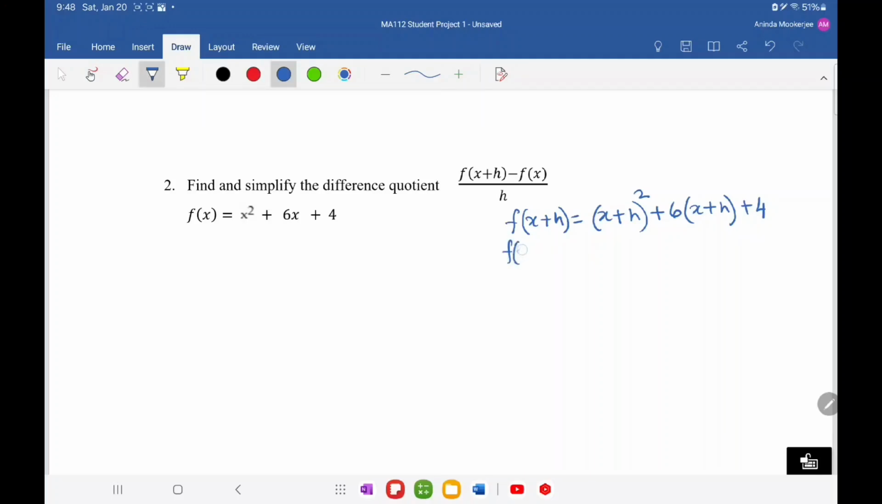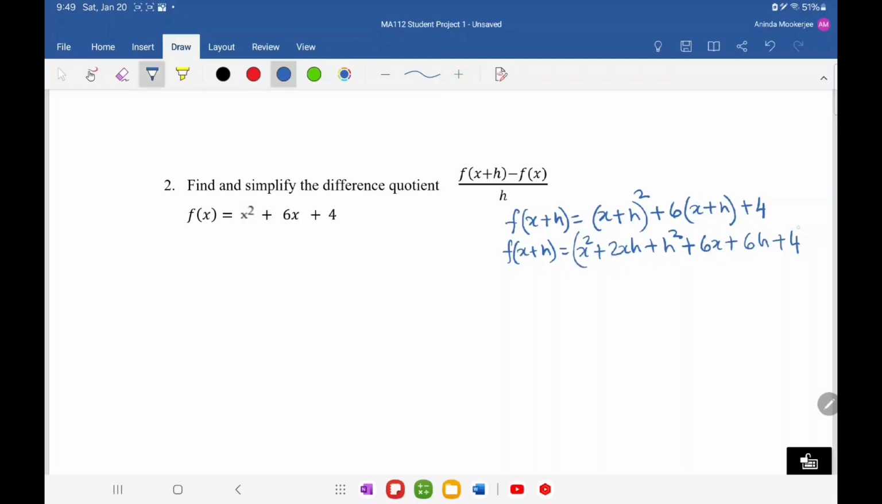And let's now start simplifying this. X plus h whole squared, I'm going to apply the a plus b whole squared formula to expand this. So I'll get x squared plus 2xh plus h squared. And then for 6 times x plus h, we have to distribute the 6 to x and h. So plus 6x plus 6h plus 4, right? And let's see what we can combine here. Can we combine anything? Not really.